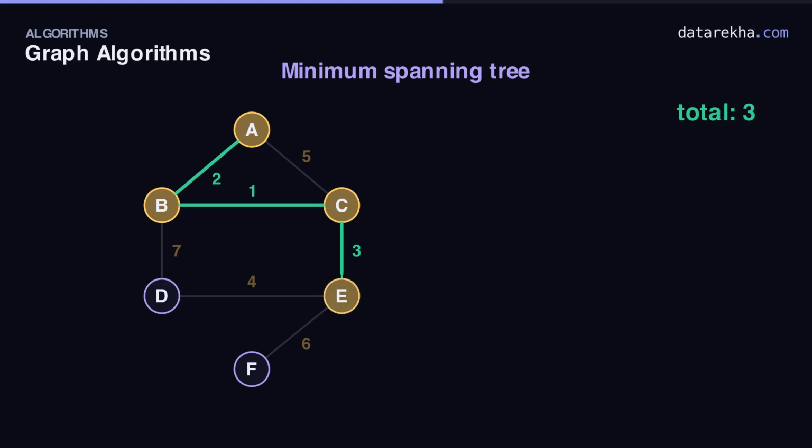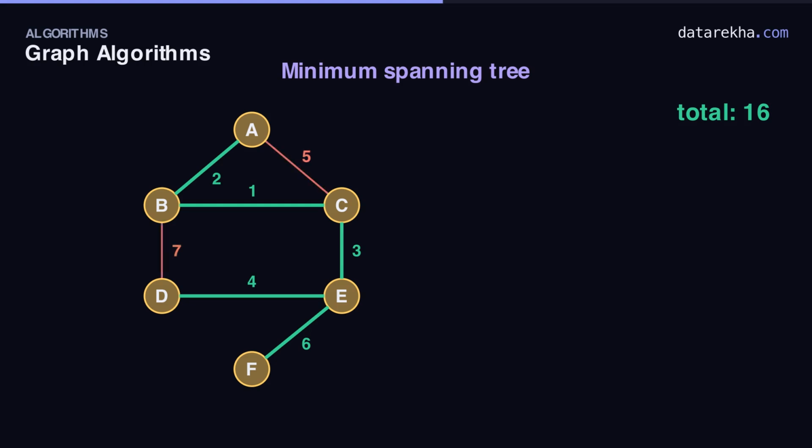Cheapest edge out of the tree now is C, E, weight 3. E joins, total 6. From the tree, the cheapest new edge is E, D, weight 4. D joins, total 10. Notice we skipped B, D at 7. E, D is cheaper. Finally, only F is left. Its only edge, E, F, weight 6, brings it in. Total 16, and all 6 vertices are connected.